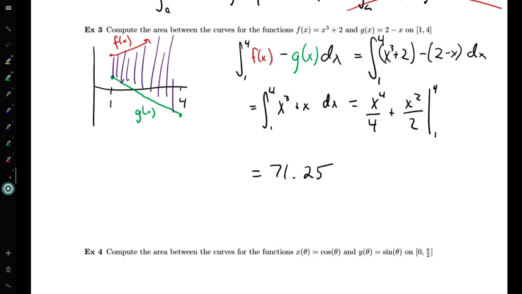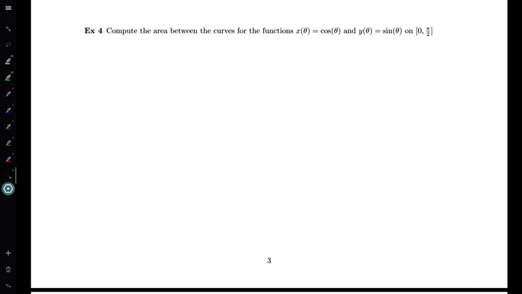All right, so let's do another example. This time we want to compute the area between the curves for the functions x of theta equals cosine of theta and y of theta equals sine of theta on the interval from 0 to pi over 2. Again, because we want to do the larger function minus the smaller function, we want to draw a graph and see what's going on here. So let's think about what these functions look like between 0 and pi over 2.